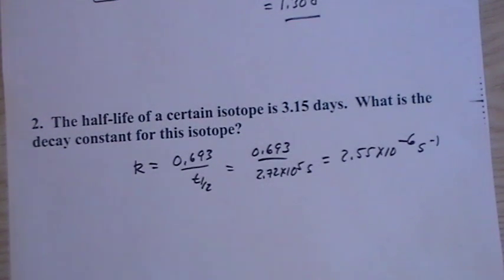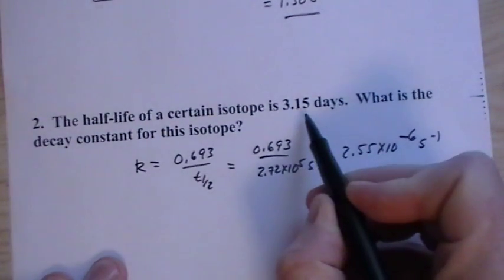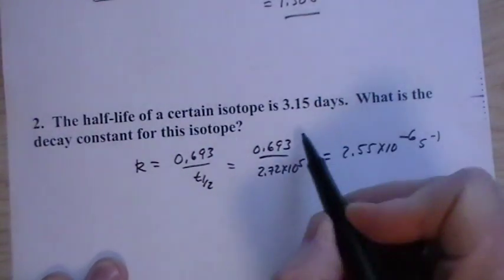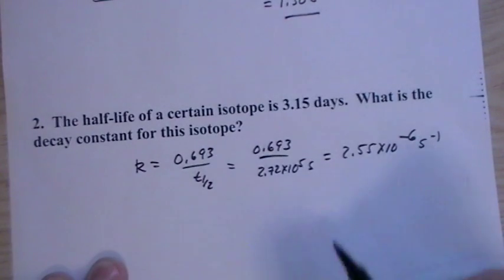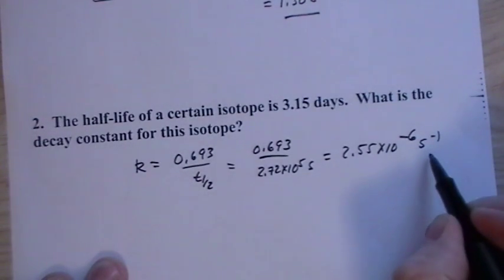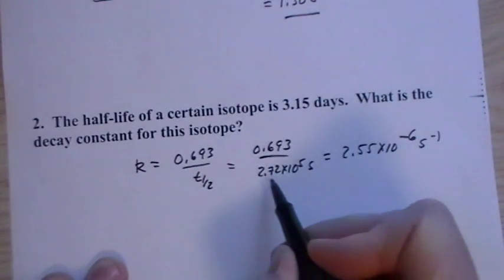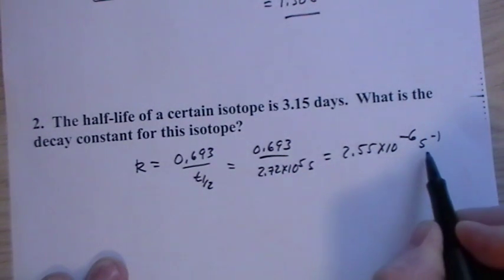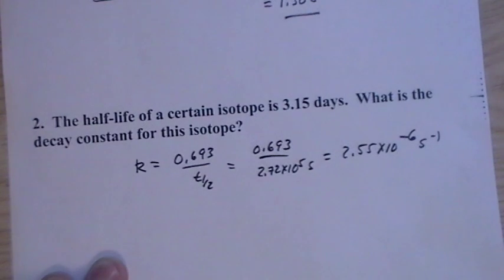So the half-life of a certain isotope is 3.515 days. What is the decay constant for this isotope? Now normally, decay constant, just like we used way back when, is in inverted seconds. If I don't state that, then you can leave this as 3.15 days, and then your decay constant will be in inverted days. Not the end of the world.